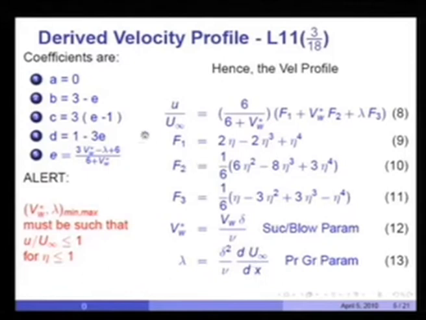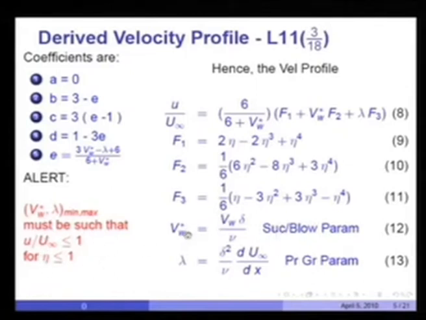Of course, I did say that we have to choose the values of v w star and lambda very carefully, because in as much as we can allow for any variations of v w and u infinity, we must ensure that the assumed velocity profile is such that u over u infinity is always less than 1 inside the boundary layer for eta less than 1. So, values of v w star and lambda, minimum or maximum, must be such that this condition holds.